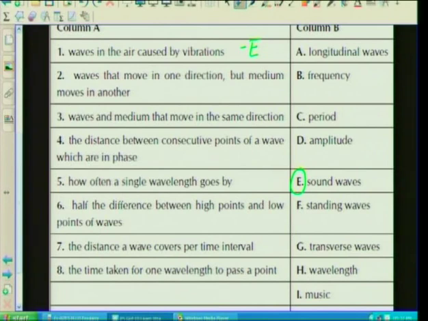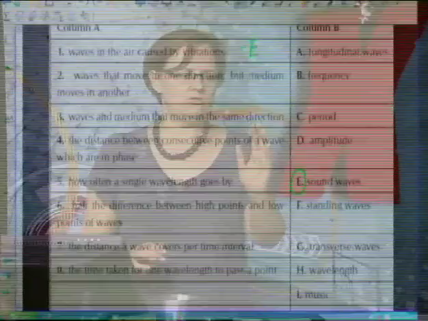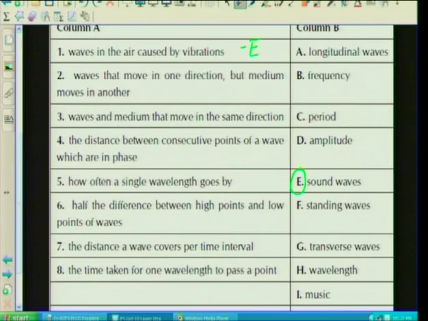Number 2, waves that move in one direction, but the medium moves in another. It's not the greatest description, but what they're saying to you, for example, is the wave's moving this way, but the medium's doing this. They're not moving together, okay? And if you look at this, you go, hang on, wait, perpendicular, that's a transverse wave. So that means we go and we find transverse wave. I'm going to cross this one out because it's not an option anymore.